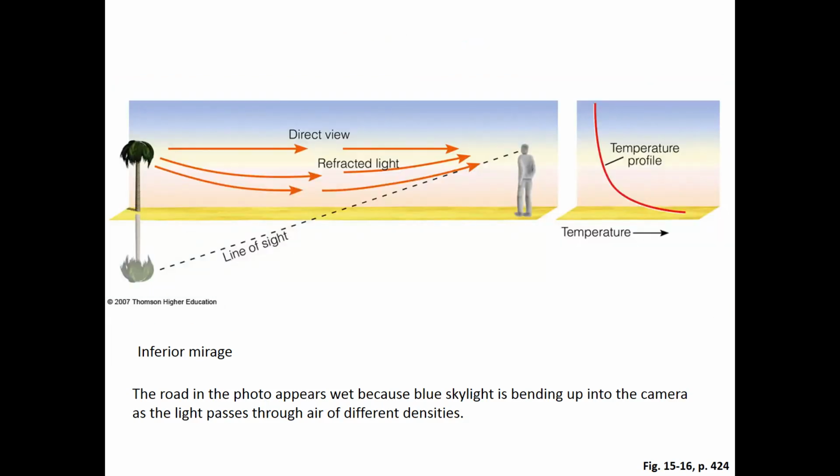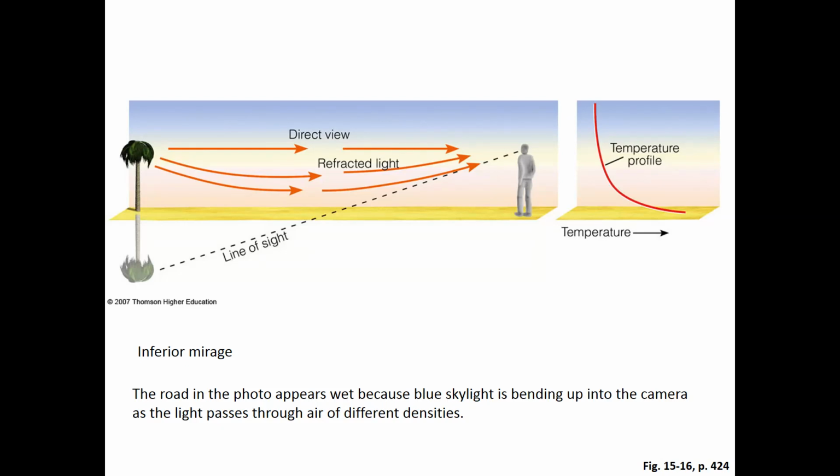So, the way that an inferior mirage works is during the daytime, especially when it's really, really hot, the temperature of the surface of the Earth becomes really, really hot. Don't believe me? Try to walk around on the ground barefoot at 2 o'clock in the afternoon on a midsummer day. Your feet are going to hurt because it's really, really hot down there.